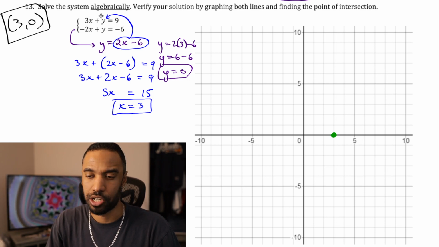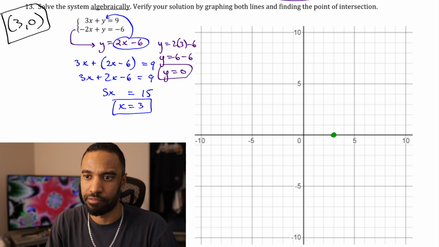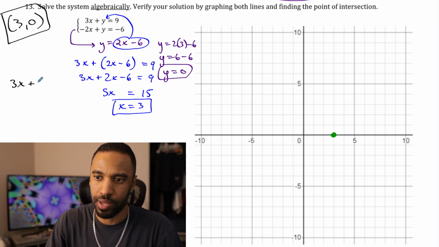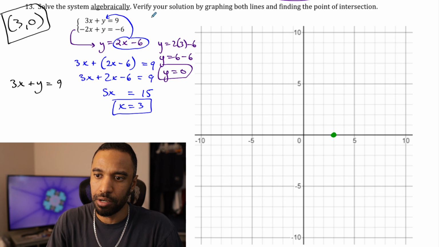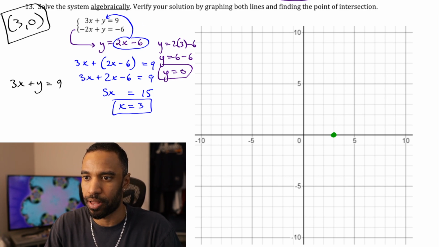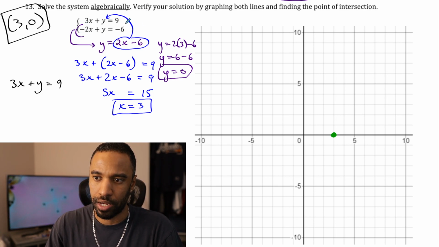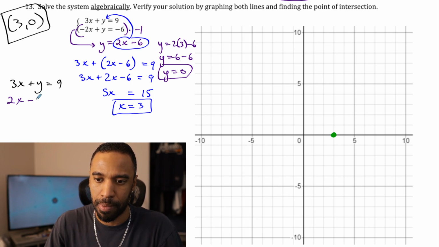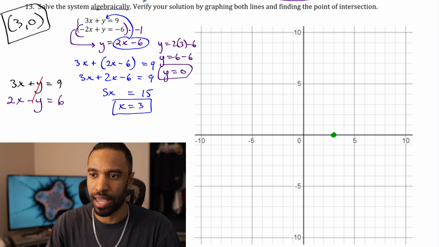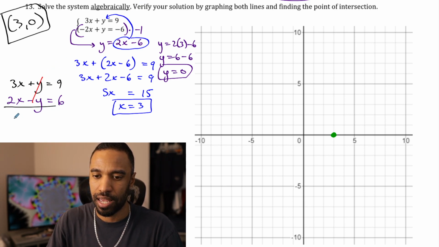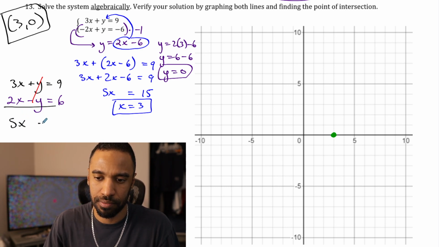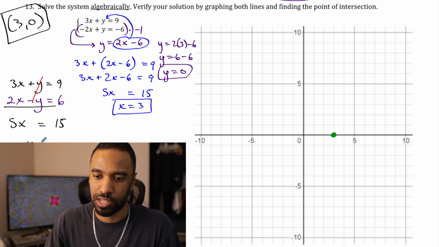Now, I could have used the elimination method here as well. Let's rewrite these. I'll rewrite the top one, 3x plus y equals 9. And the bottom one, let's take this equation and multiply it all by -1. I'll get positive 2x minus y equals a positive 6. This way the y's can eliminate when I add. So I add down the list, and I get 5x equals 15, and then I get x equals 3.